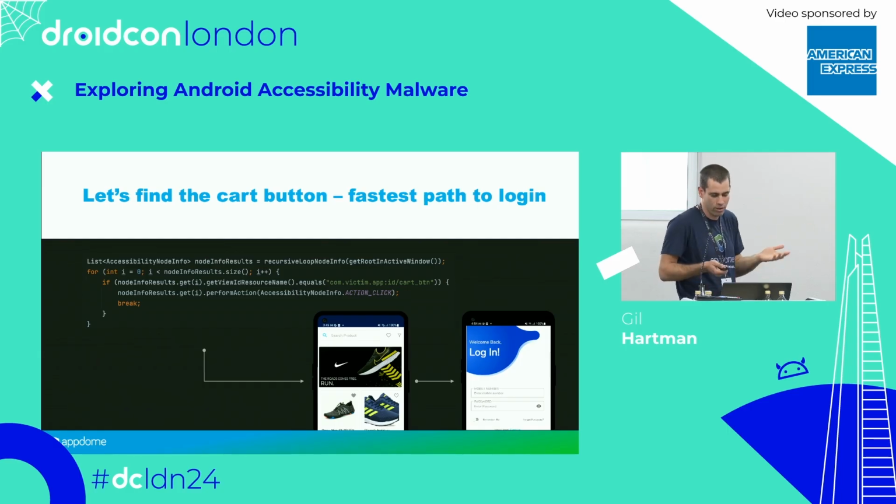It's called cart_btn. Okay, let's press that. So I'm iterating all the events on the screen. I'm getting to the cart button, and then I have the accessibility perform action click. Okay, that's it. I clicked on it.